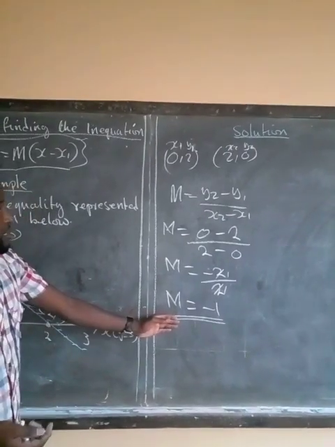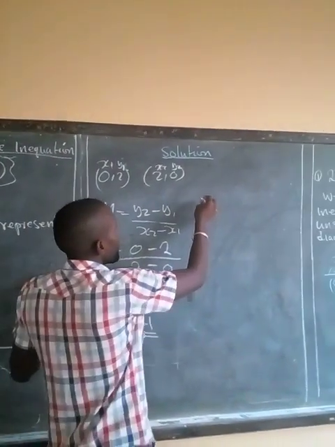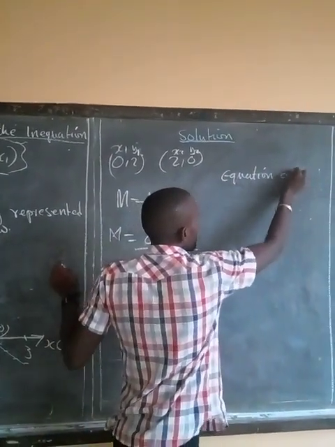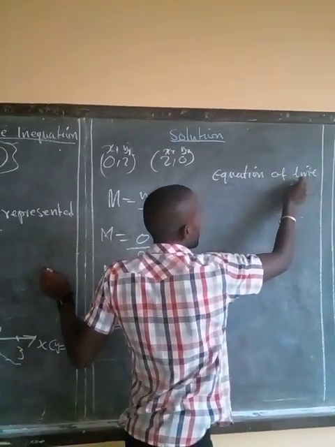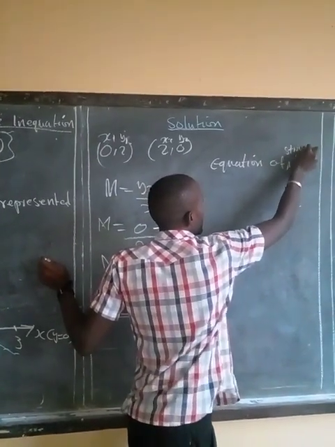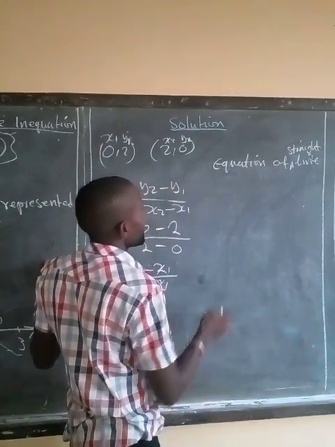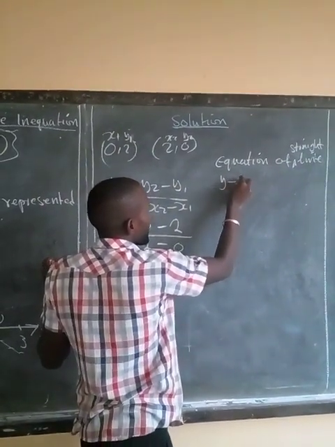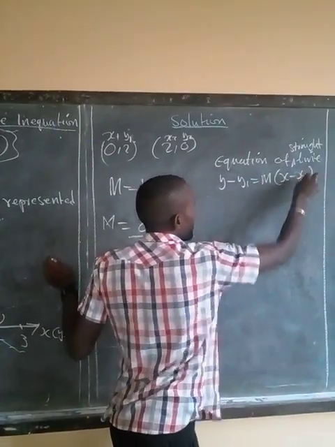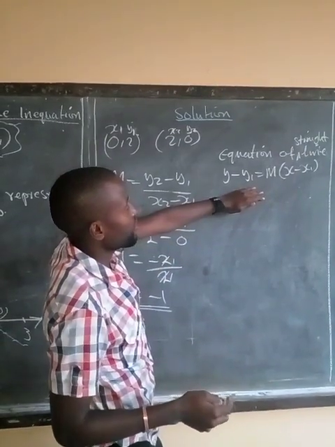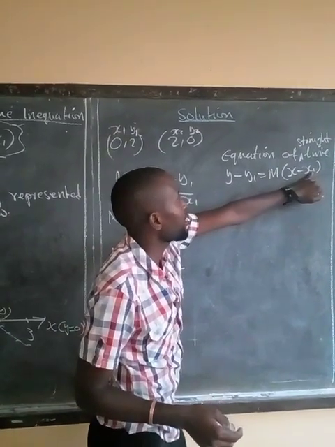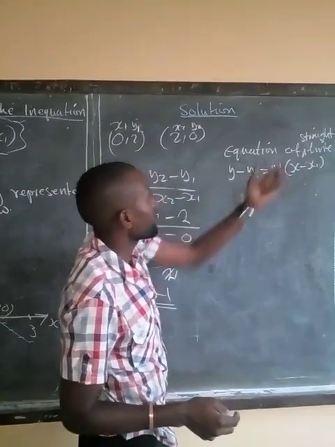Once you have the gradient, you just need to know the formula of the equation of a line. So what kind of a line here? We are simply talking about the equation of a straight line. What is the formula? y minus y1 is equal to gradient, open bracket, x minus x1. Once you have the formula of the equation of a straight line, all you need to do is to replace my gradient, my x1 and my y1 in place, and you are going to simplify.